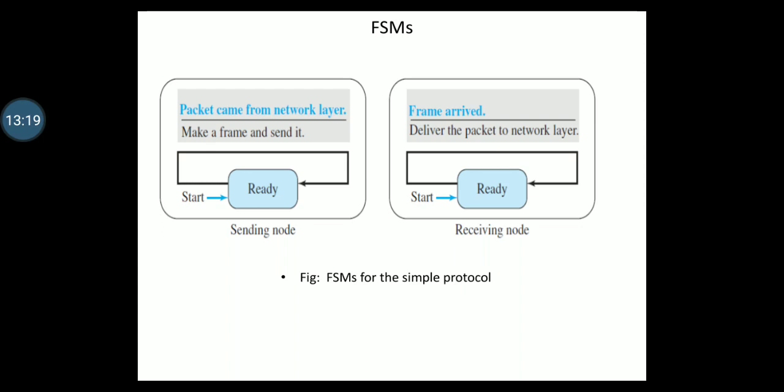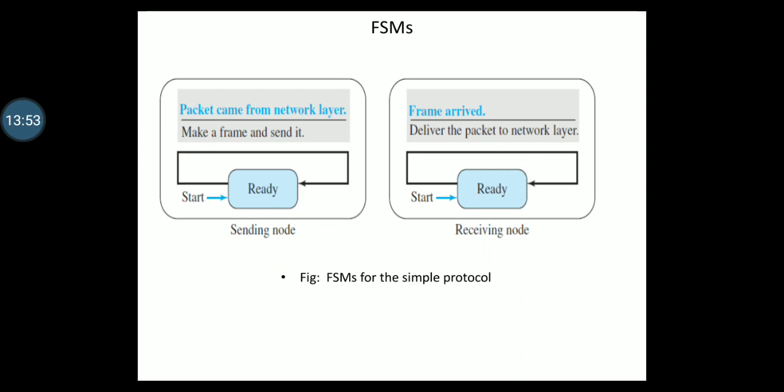The sender site should not send a frame until its network layer has a message to send. The receiver site cannot deliver a message to its network layer until a frame arrives. This requirement will be shown using two FSMs. Each FSM has only one state, the ready state.